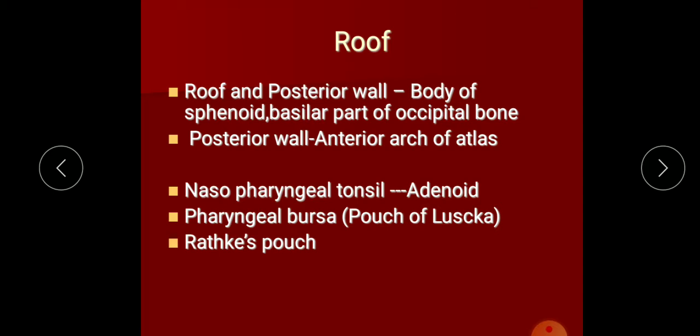So in the initial statement, the roof is formed by the two bones, and the posterior wall is formed by the anterior arch of atlas. Fine. So some features you find in the roof, what are they? At the junction of the roof and the posterior wall, you find one mucosa associated lymphoid tissue, MALT, mucosa associated lymphoid tissue.